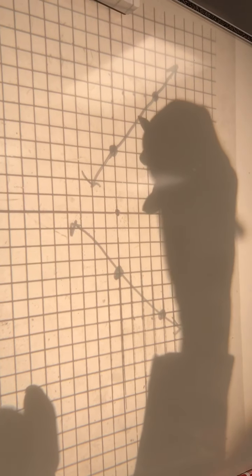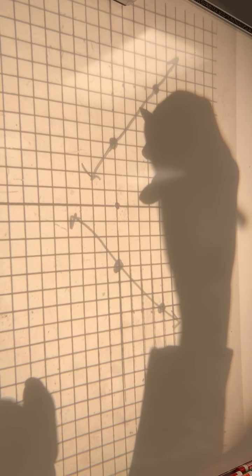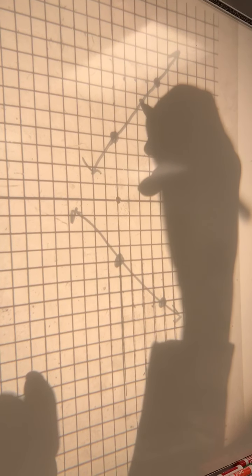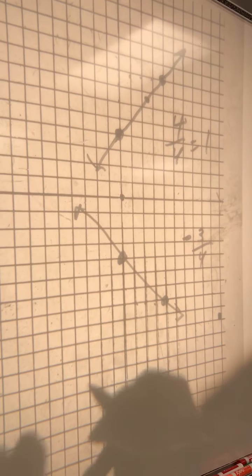Just find 2 good points. You don't want in between points. You see, like this, you wouldn't want that point because it's in between. You want 2 points that would be easily read. So it's rise over run.